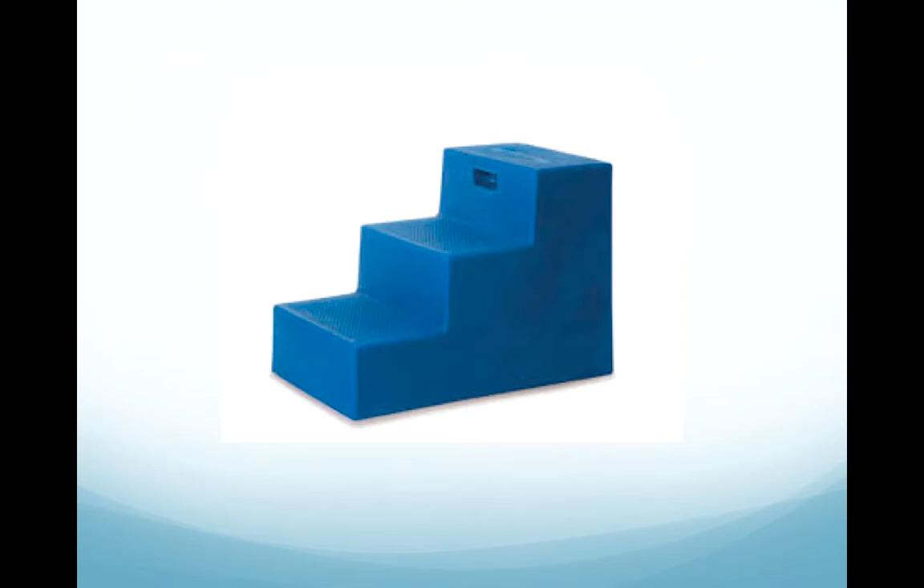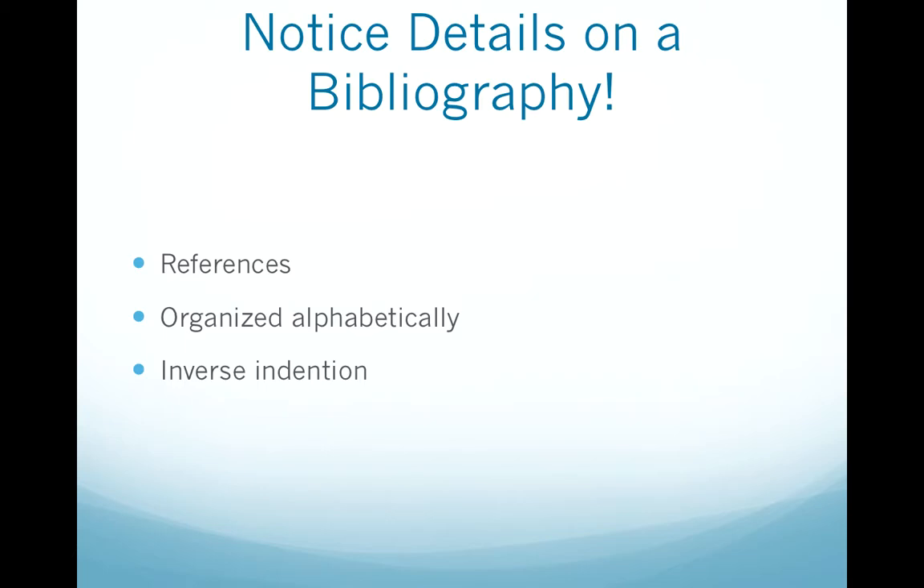But after this video, you're going to be pretty good. You might still need to look some things up, but you're going to be pretty good. Now, here's the things we're going to focus on. We're making a reference list. It's actually called references, not called a bibliography. And it's organized alphabetically. And it's also formatted with an inverse indentation, which basically is the opposite of how we format a paragraph. So in a paragraph, we indent the first line.